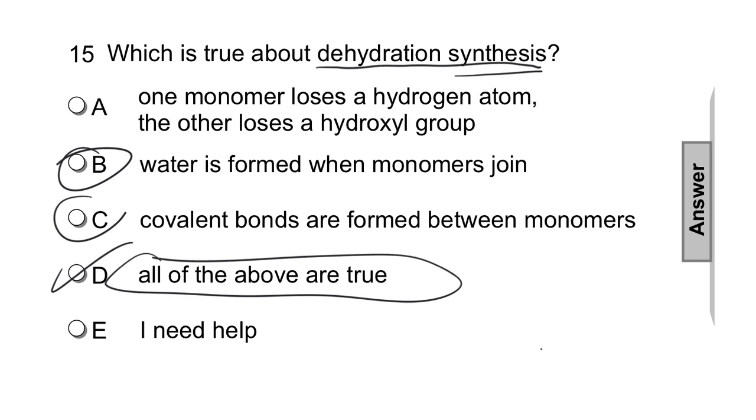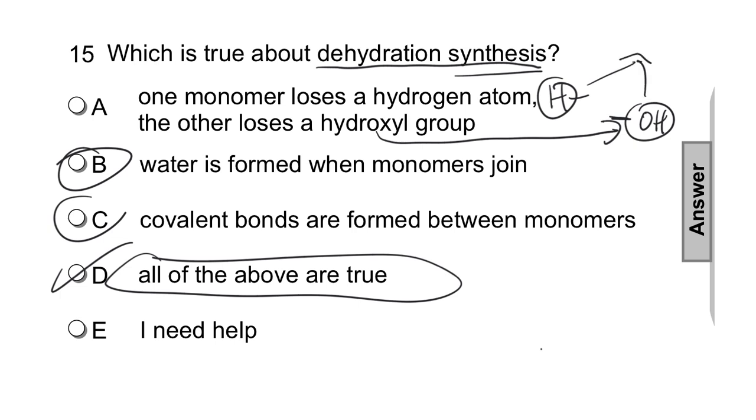Let's just check letter A. One monomer loses a hydrogen atom, and another loses a hydroxyl group. Okay, hydroxyl group. We talked about that in acids and bases. That's the OH. So that's true. One of the building blocks loses a hydrogen, and the other loses an OH group, and together they'll produce water as the two monomers snap together. So all those are true.